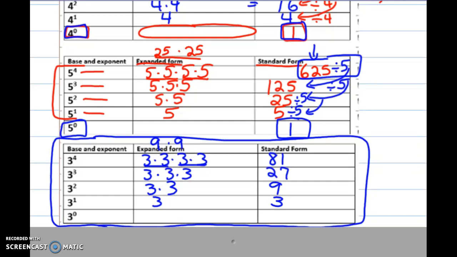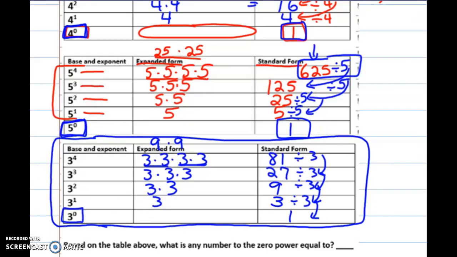Hopefully you remember us dividing by the base, and when you do that each time, you should have gotten the answer below, which means 3 divided by 3 is 1. So we found out that 4 to the 0 power is equal to 1, 5 to the 0 power was equal to 1 by dividing by the base, and now we see that 3 to the 0 power is equal to 1. So based on these three tables, I want you to fill in the answer to this statement.